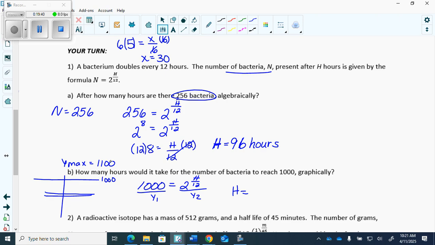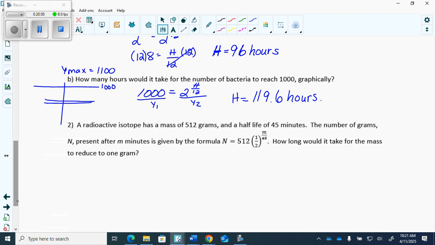A lot of people are like, oh, 100 didn't work. I'm going to go 1 million. That's not helpful. That's way too big. Second trace, 5, enter, enter, enter. So I got 119.6 hours. You can round it to whatever you want right now because I didn't give any rounding rules. So anything you rounded to would be correct.